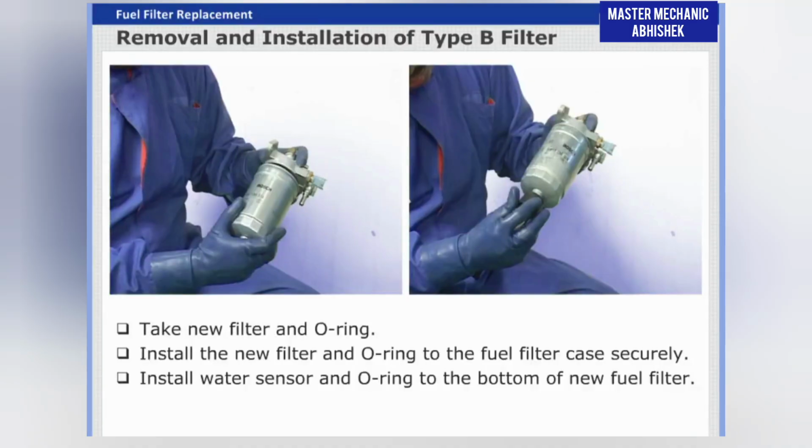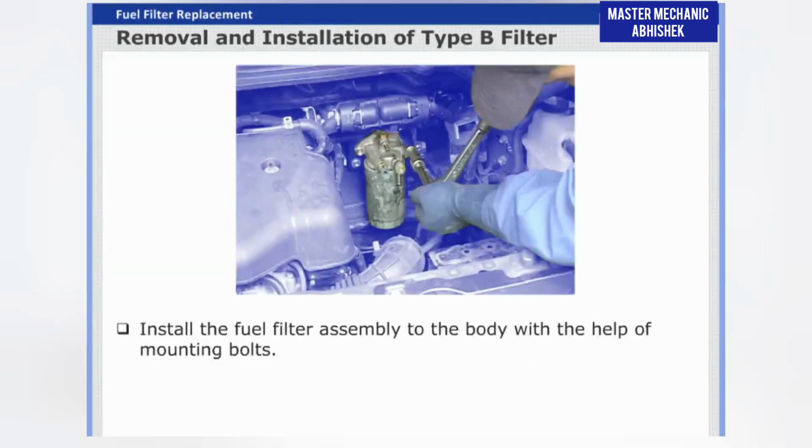Take new filter and O-ring. Install the new filter and O-ring to the fuel filter case securely. Install water sensor and O-ring to the bottom of new fuel filter. Install the fuel filter assembly to the body with the help of mounting bolt.